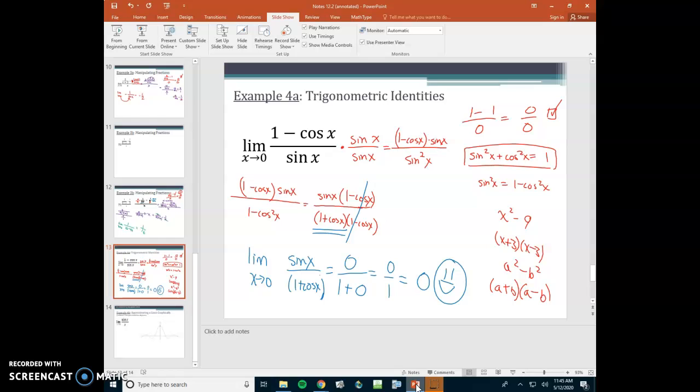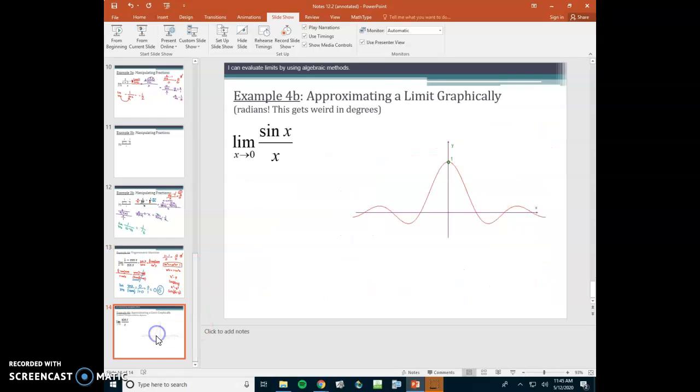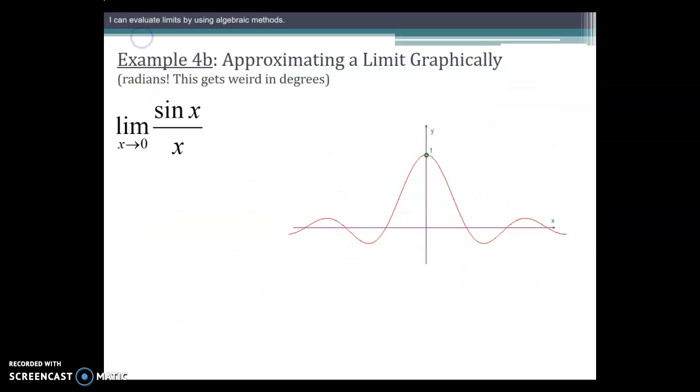Let's look at one more trigonometric graph and analyze what's going on with the limit. In this particular one, we're just going to start with the graph and take a look. Now, I said before we have to deal with radians. In this particular one, we're still dealing with radians. This one gets really weird in degrees. Don't worry about degrees. When you graph this thing, make sure you do it in radians, do it in Desmos, do it in your TI-84. However, you should get something like this.